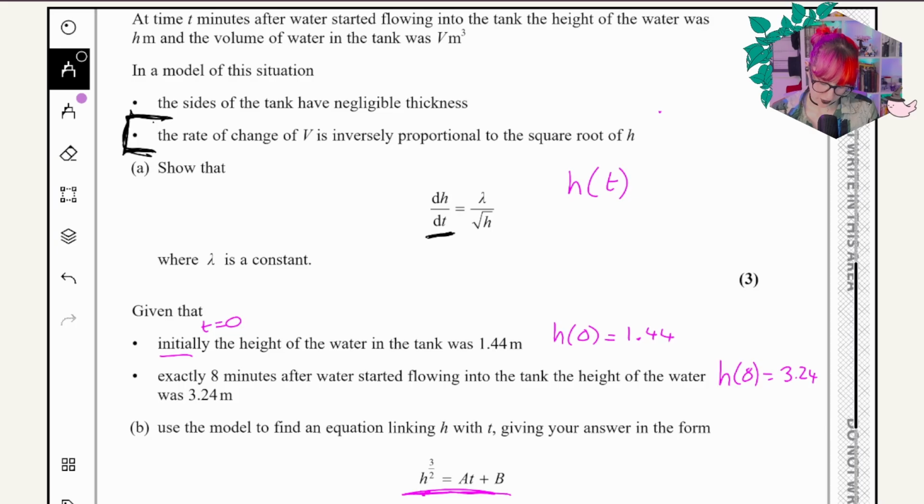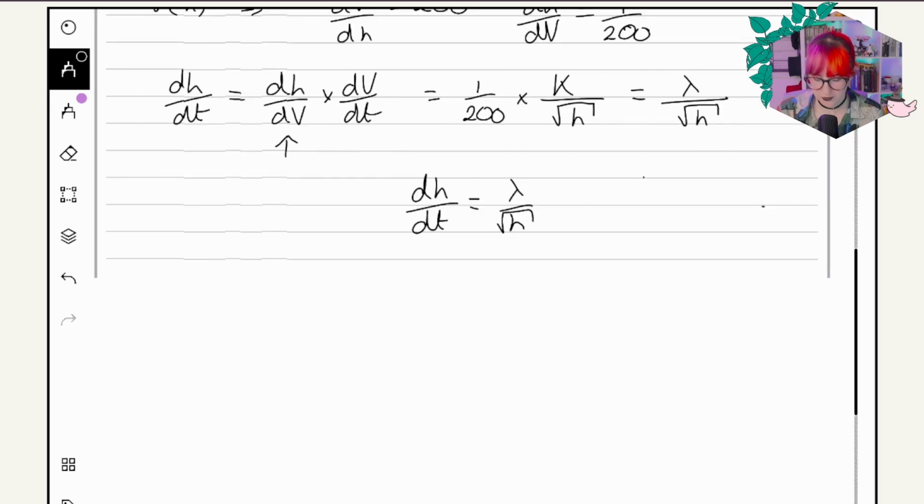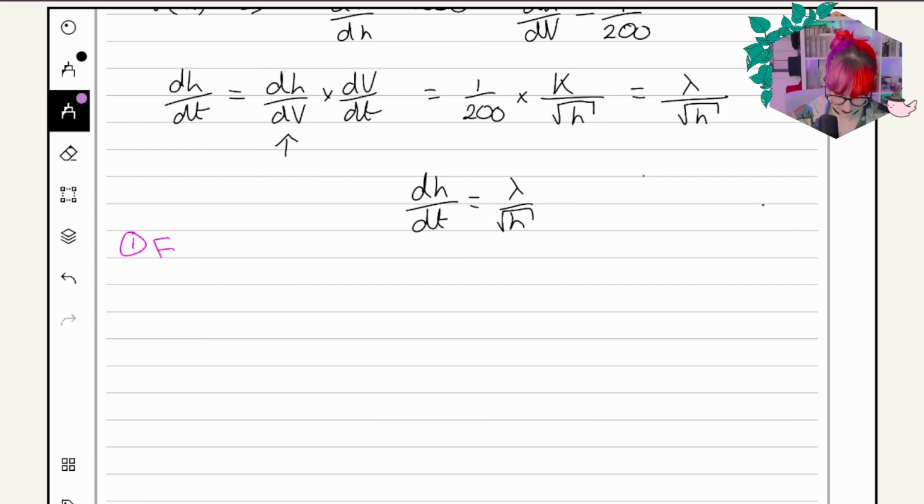Then we get given some values, and we get told to link h to t, so actually find the expression. So in order to do that, we sort of need to find out what lambda is, and then we can integrate the equation. So goal, step 1, find lambda. Step 2, integrate and solve for h. Step 3, profit.